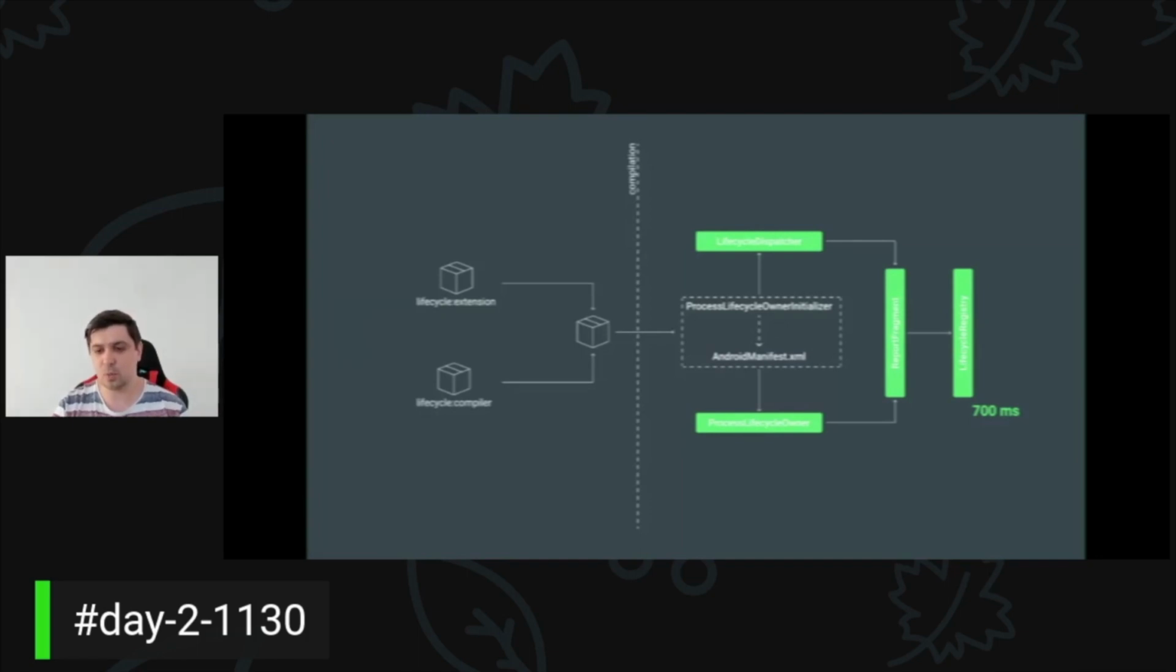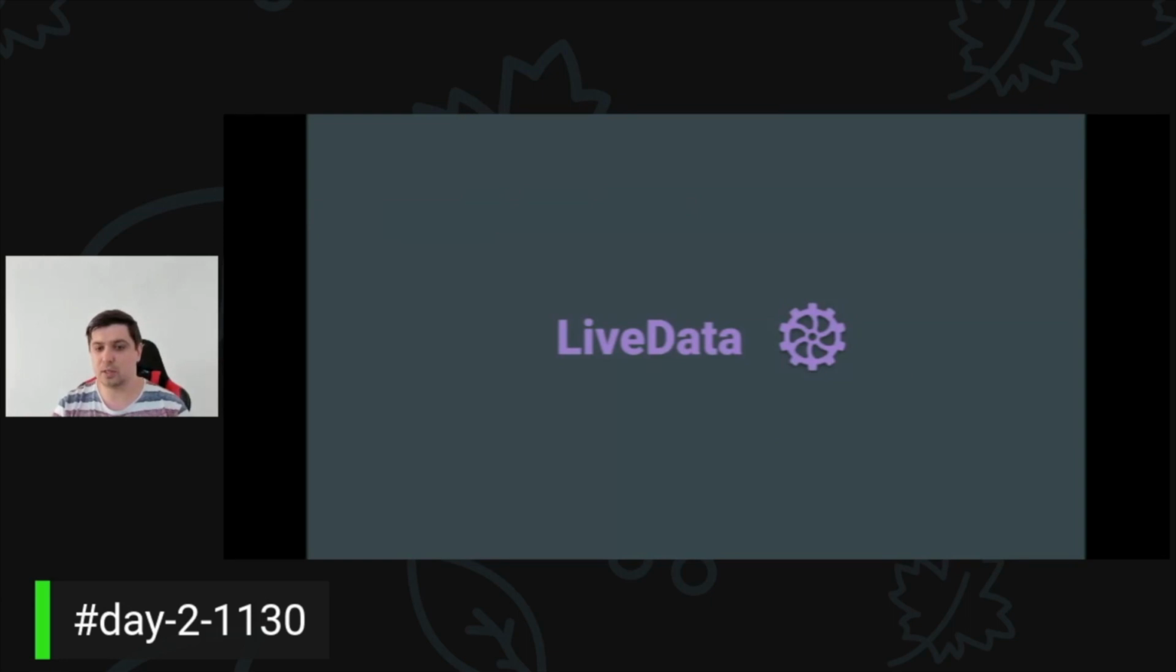If no activity was opened during 700 milliseconds, it means that our activity really moved to the background. So let's move to LiveData. I think it's right now an extremely popular Android architecture component. And LiveData is a lifecycle-aware observable data holder class, which we usually use near interaction with the user interface.